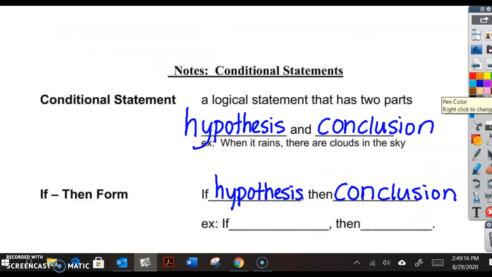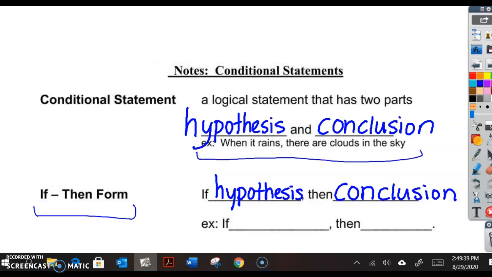Okay, we're going to move on to conditional statements. A conditional statement is a logical statement that has 2 parts: the beginning, the hypothesis, and then the conclusion, the end. And if we write it in what's called if-then form, we put the if before the hypothesis and then before the conclusion. So in my example of this conditional statement, when it rains, there are clouds in the sky.